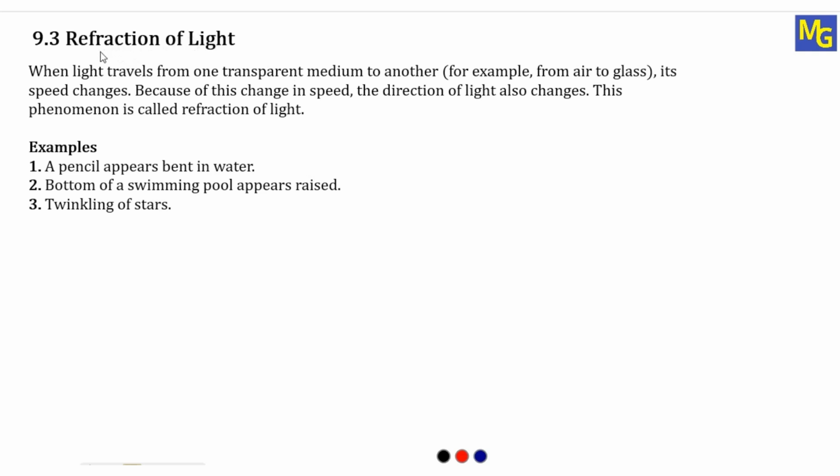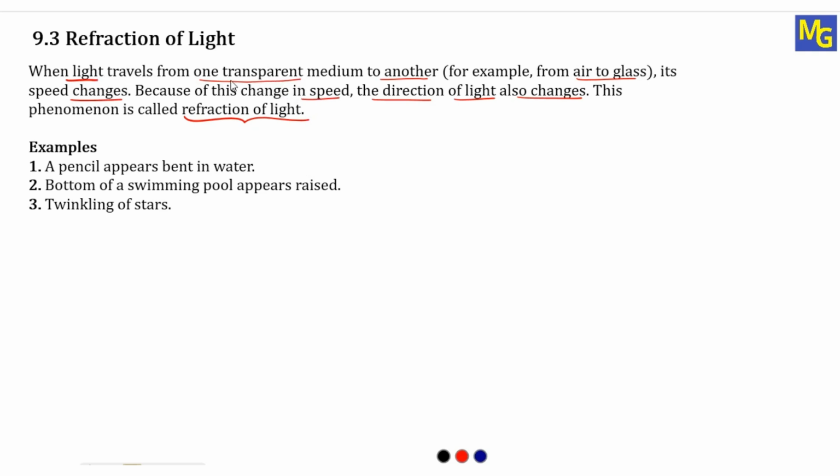So what is refraction of light? When light travels from one transparent medium to another, for example from air to glass, its speed changes. Because of this change in speed, the direction of light also changes. This phenomenon is called refraction of light. Let me explain it clearly.